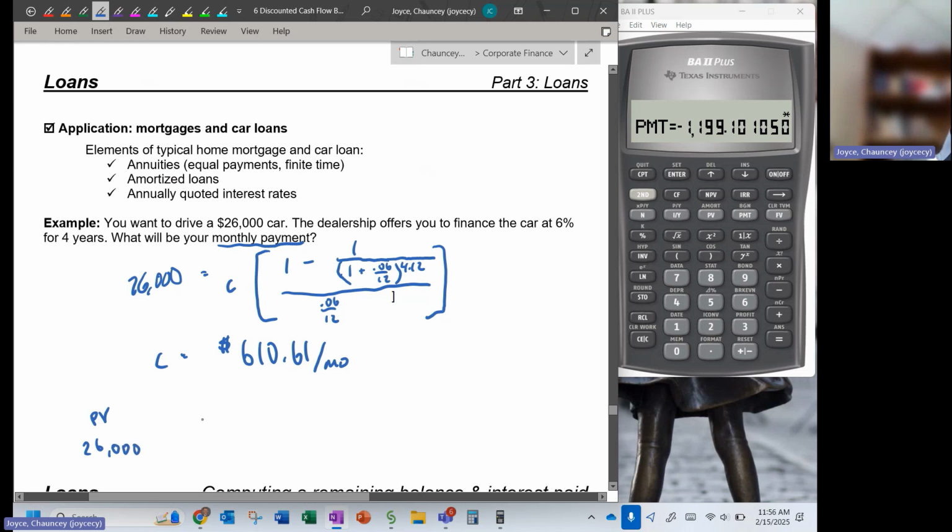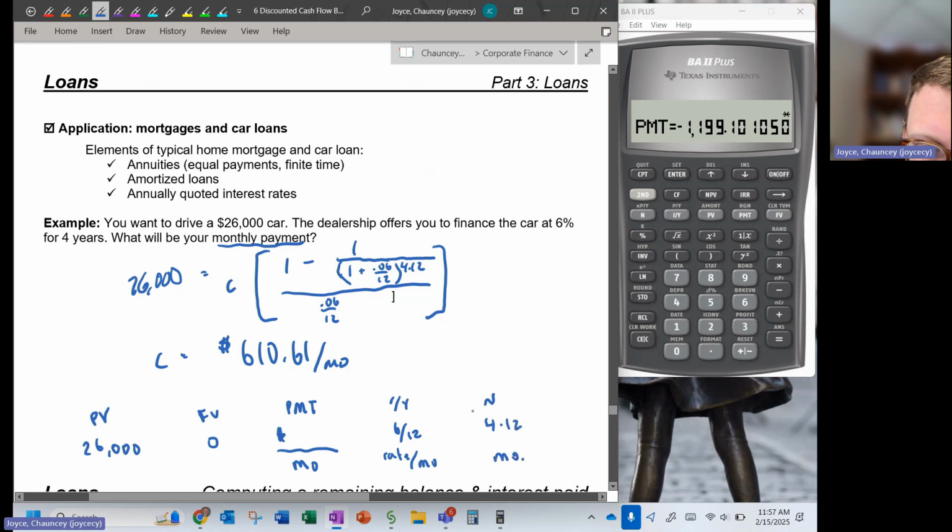Now, if you don't really appreciate the formula that much, your present value is the value of the car. You're going to pay that off to 0, or you could think there's no additional payment you have to make at the end. It's just the 48 monthly payments you're looking for. So we're looking for a payment per month here. Your discount rate is 6 over 12, a half percent rate per month. And then time is 4 times 12 for 48 months.